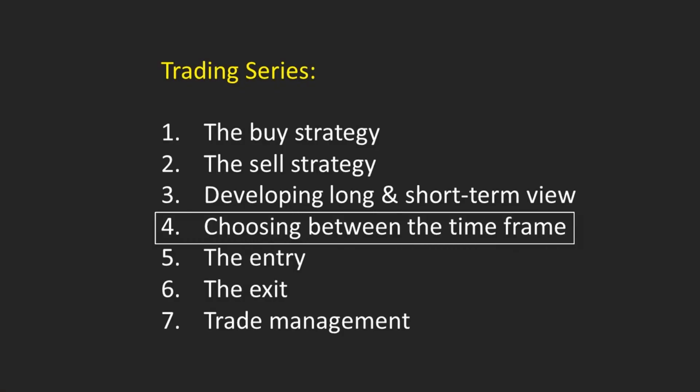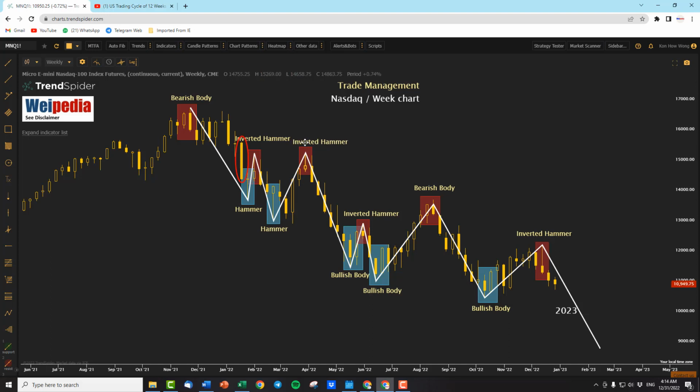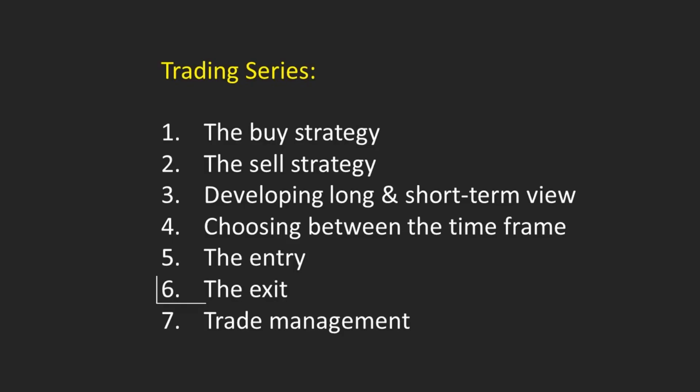And do visit part 4, choosing between the time frame, where we discuss being a short-term trader. The holding period is between about 2 days to 3 months. Having transitioned from an investor to a short-term trader in the third week of 2022 means that I'm very mindful that every position has a holding period of between about 2 days to 3 months, and I'll observe all these turning points. As you could see here, in the last tutorial that we discussed about the exit, I also spoke about a cycle that I observe of about 12 weeks.